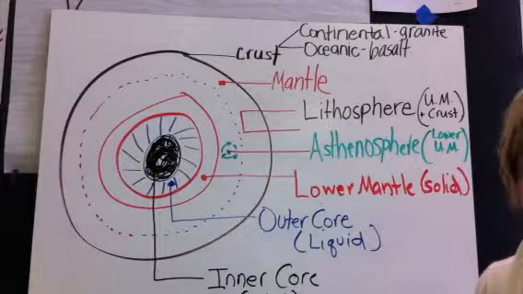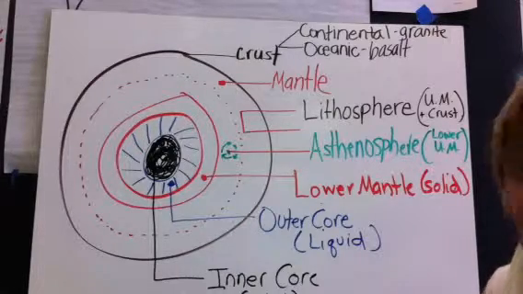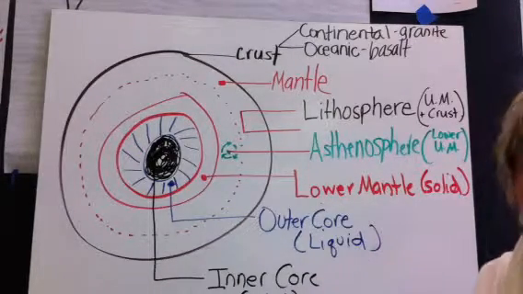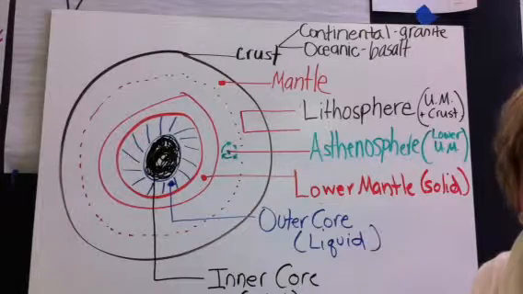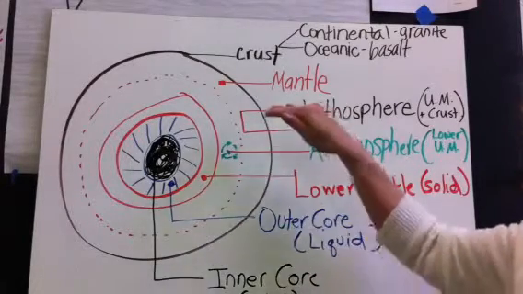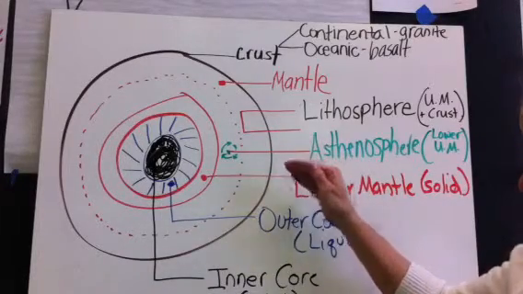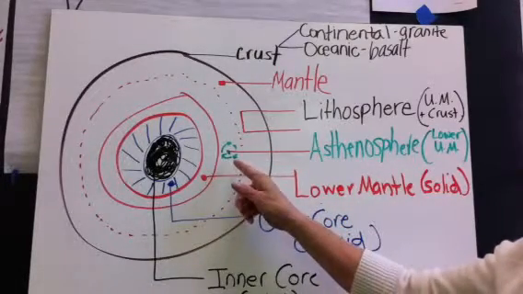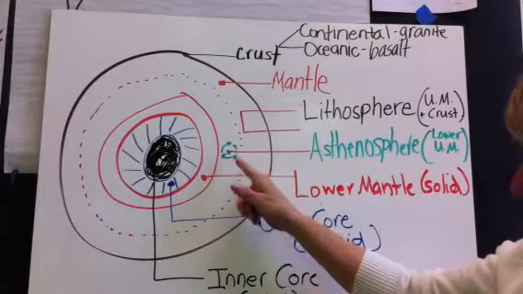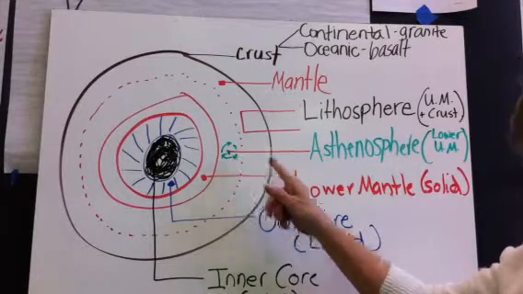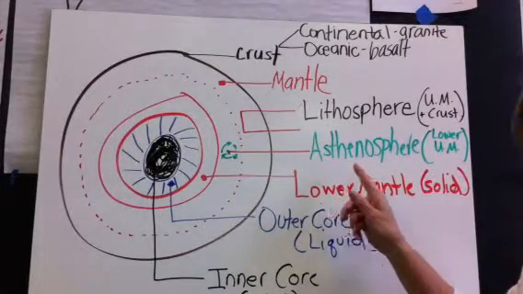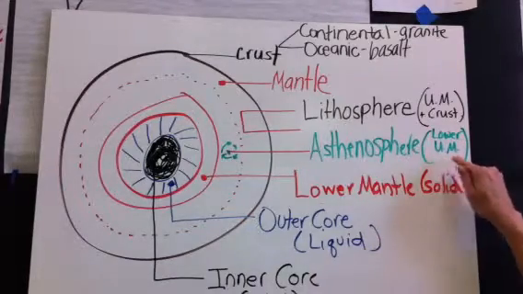Now the lithosphere is rigid, and it is divided into plates, which we will get into more later. But the lithosphere is rigid. Now if we look at the next part of the upper mantle, the lower upper mantle, we have what we call the asthenosphere. It is the lower part of the upper mantle.